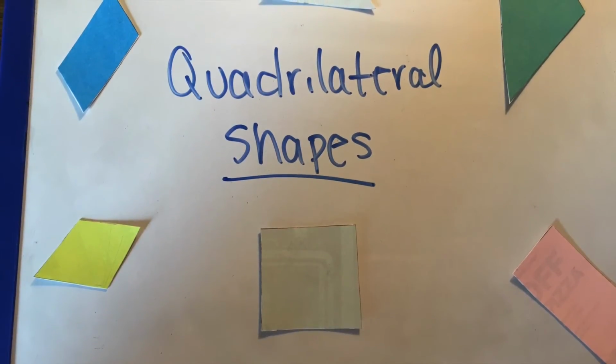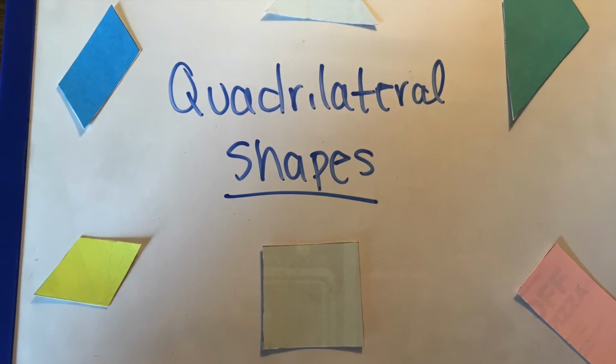So by now, we have had a lot of practice categorizing shapes by their qualities and characteristics.